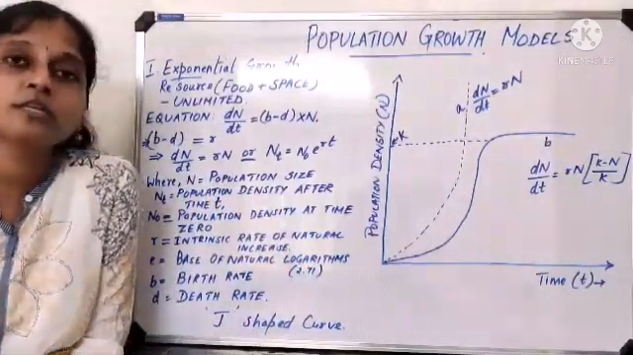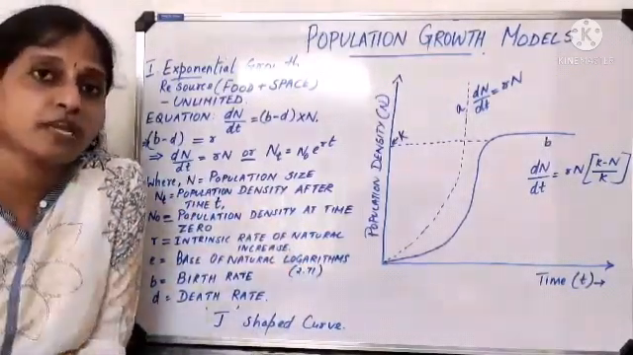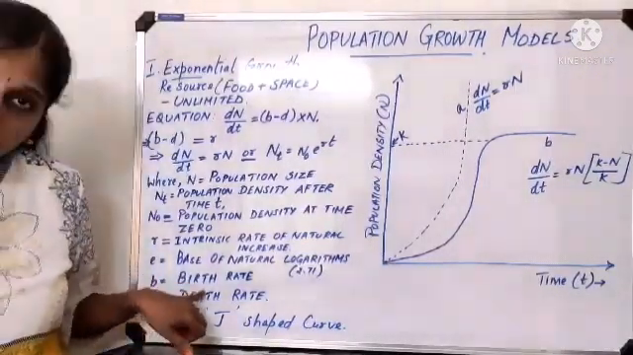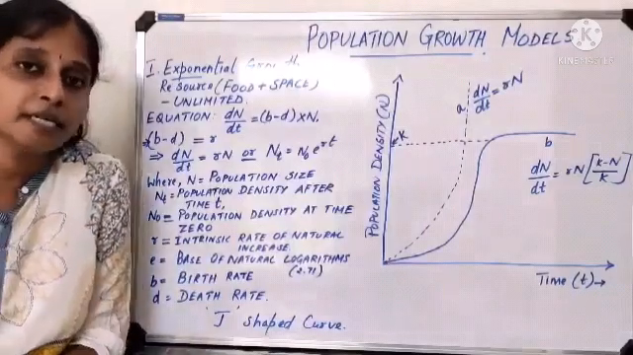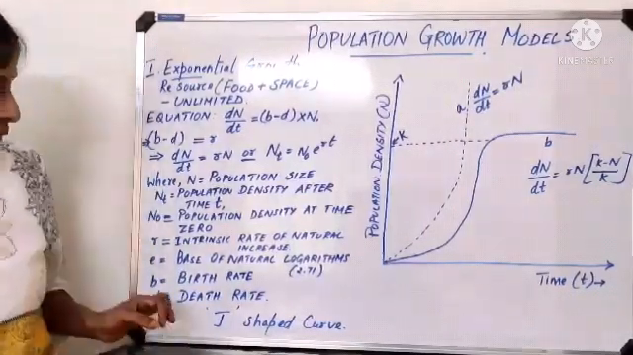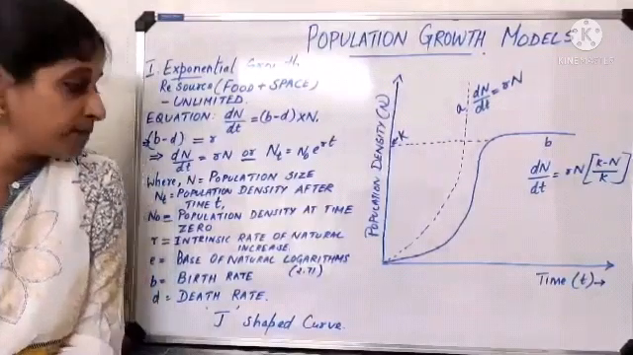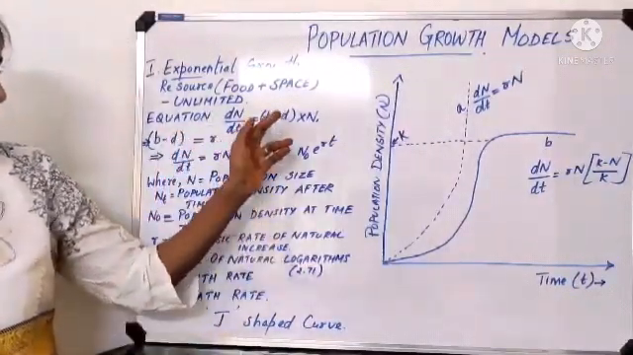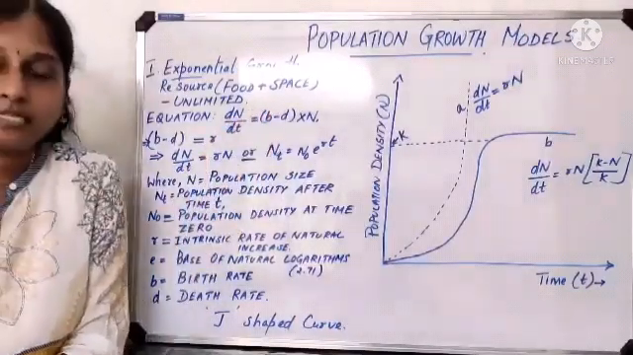It's a constant, the base of natural logarithm, and what is its value? It is 2.71. Okay. And what is B? B is birth rate, number of births per thousand individuals. What is D? D is death rate. Clear? So these are the terms. You can find these letters are representing these things.